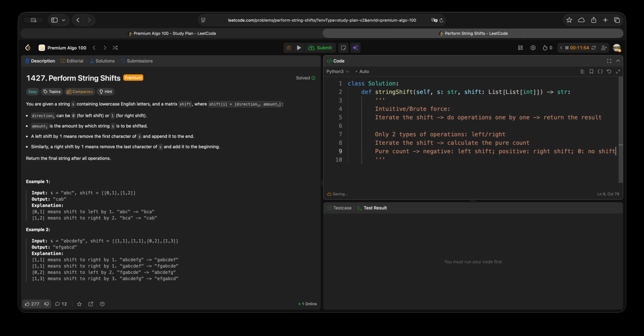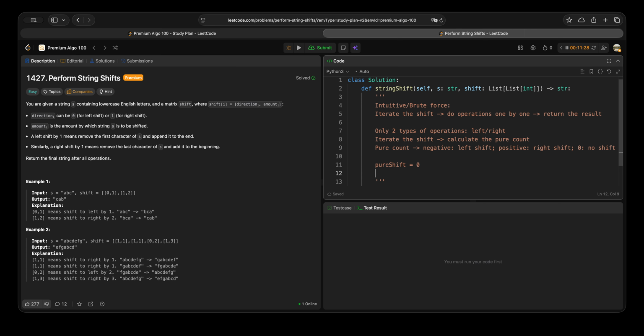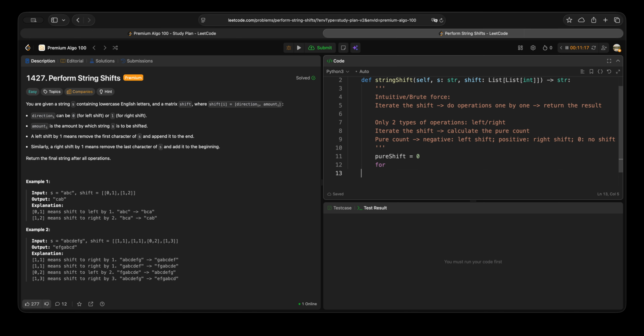All right, let's dive into this algorithm. In the beginning, we have two inputs, S and shift, right? What we want to do here is calculate the pure shift. Pure shift is initialized as 0 in the beginning, and let's make a loop. Actually, I don't want to comment here. It's real coding. Start from here.